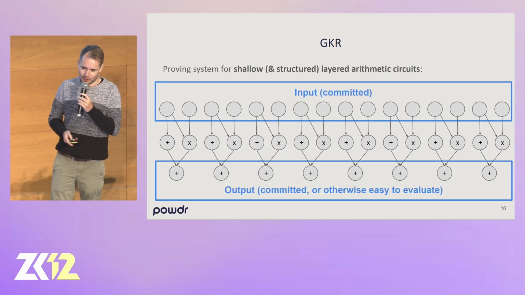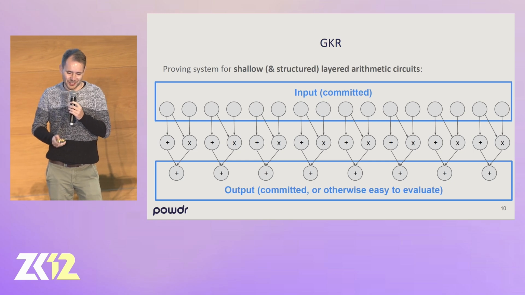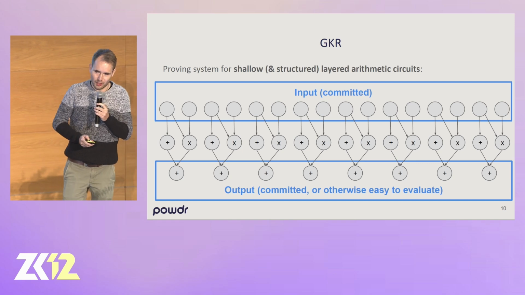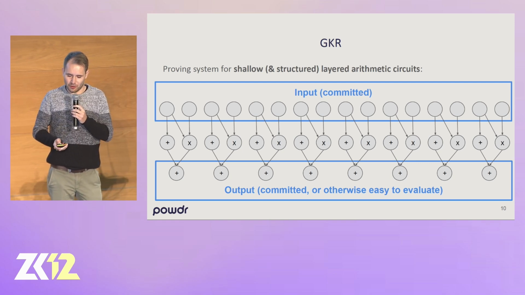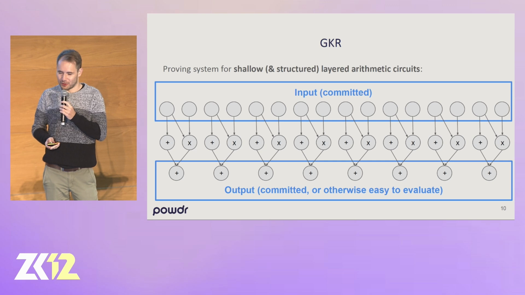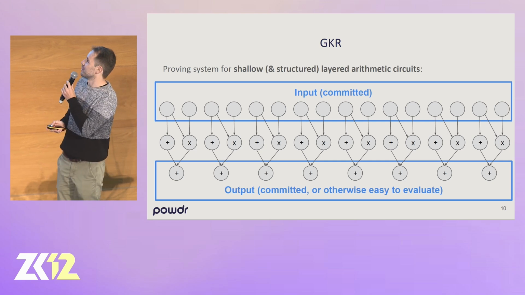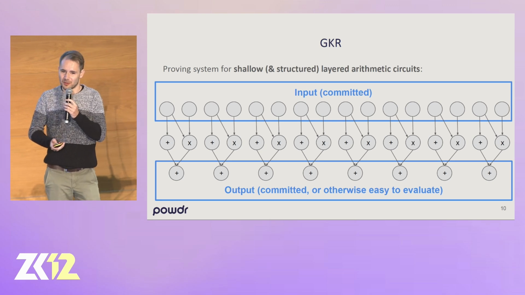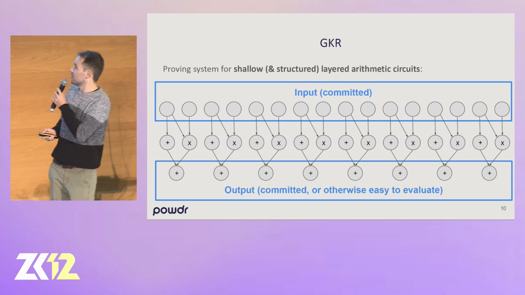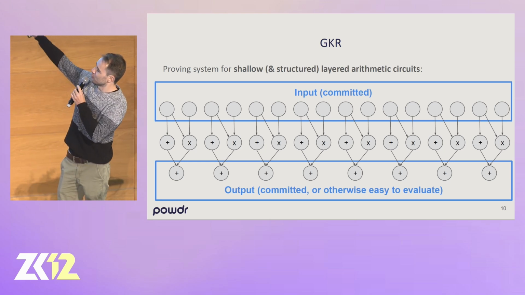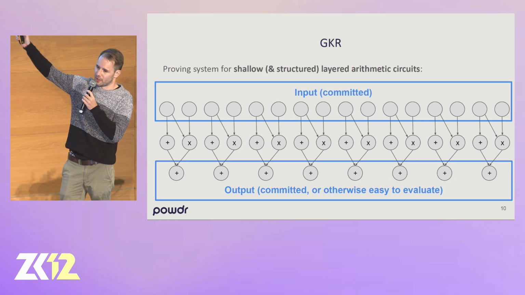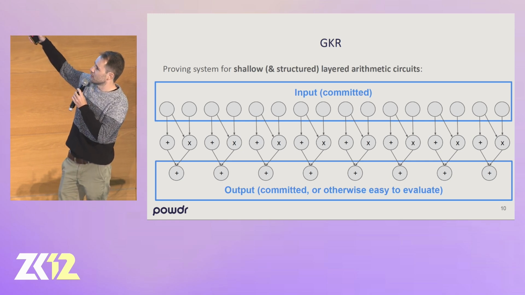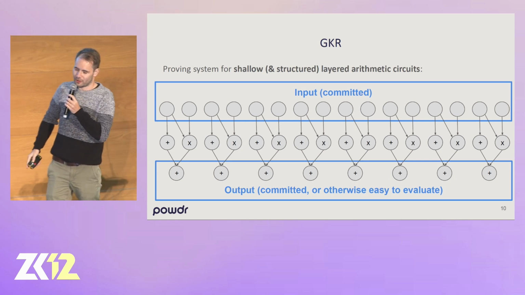And last but not least, GKR. GKR is another protocol that proves correct computation of a shallow layered arithmetic circuit. So let's go through each of these terms. An arithmetic circuit is a circuit that computes something just using additions and multiplications. And a layered circuit means that each node in the circuit can be assigned to a layer number, and you can only receive inputs from the previous layer.